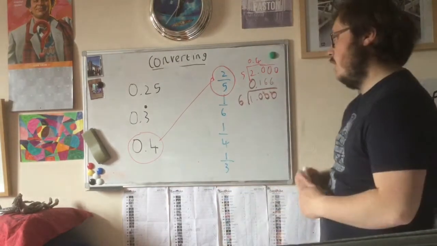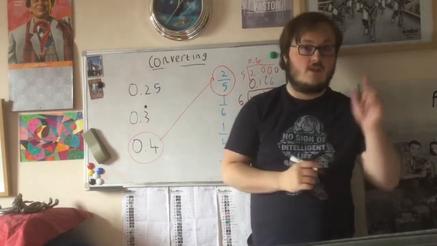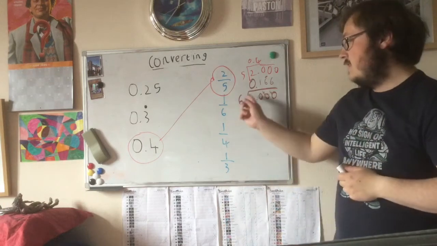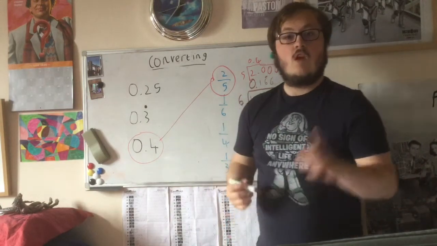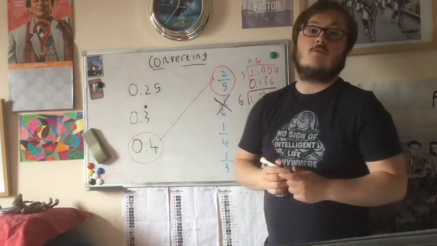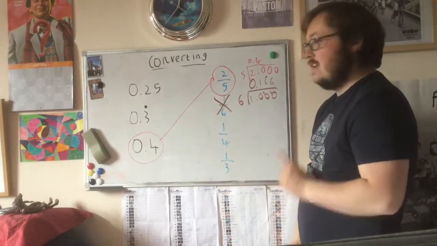So the converted one is 0.16 with a recurring decimal point over the 6. So the 6 is what is recurring. Does that match with any of the decimals? No. So 1 over 6 is the odd one out. But I still want to match these two fractions to the correct decimal.